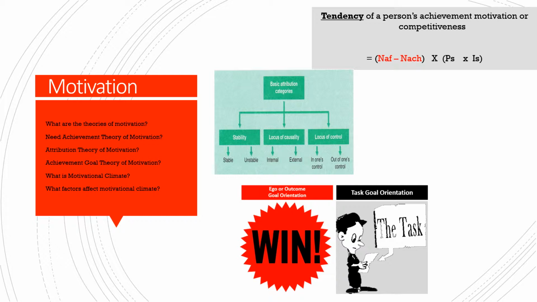Another theory is the attribution theory of motivation. In 1982, a psychologist named Weiner created the attribution theory of motivation. This theory supports the fact that people look for explanations or causes that can be attributed to their own success or failure. There are three main categories of attributes for explaining success or failure, and they are stability, locus of causality, and locus of control.